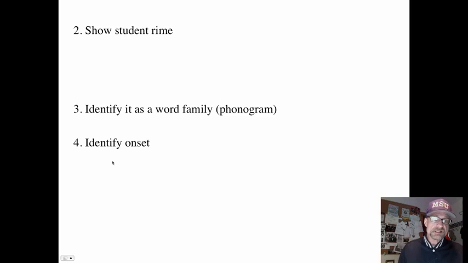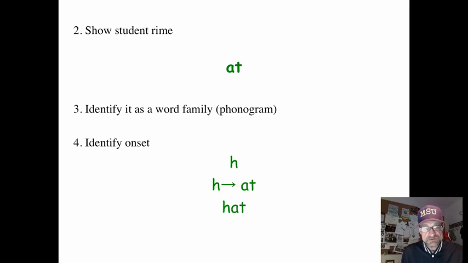So, step 1, show students the rhyme. At. This is the at family. It makes the sound. Identify it as a word family and then identify an onset. I want to change this into something I can put on my head. What letter will I need? Yes, an H. Let's see what happens when we put H to at. Hat. That's right. We get hat.